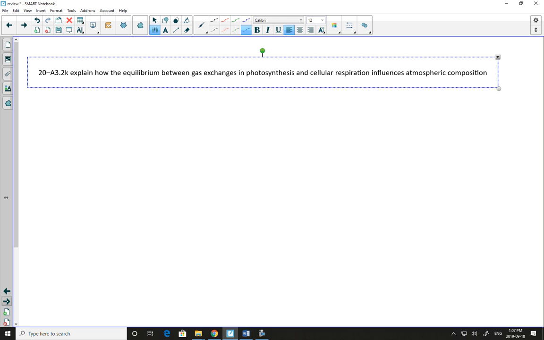Explain how the equilibrium between gas exchange and photosynthesis and cellular respiration influences atmospheric composition. So remember we were talking about the history of oxygen and how at first there was all anaerobic bacteria and then all of a sudden photosynthetic bacteria appeared, early cyanobacteria, and they started producing oxygen. And the oxygen killed all the anaerobic bacteria, right? And almost killed everything else because greenhouse gases were at an all-time low.